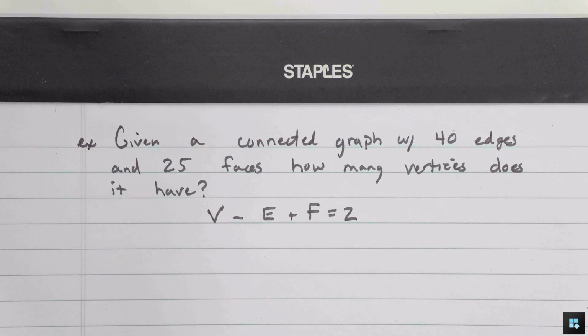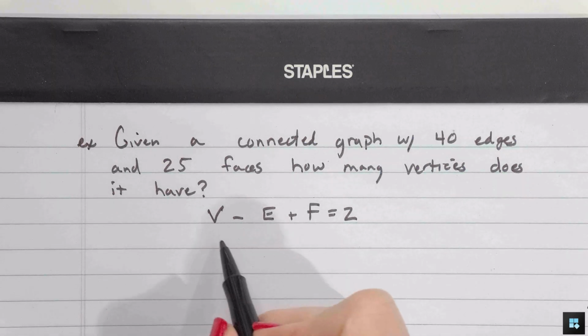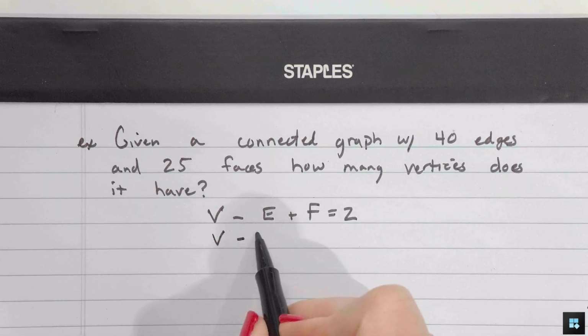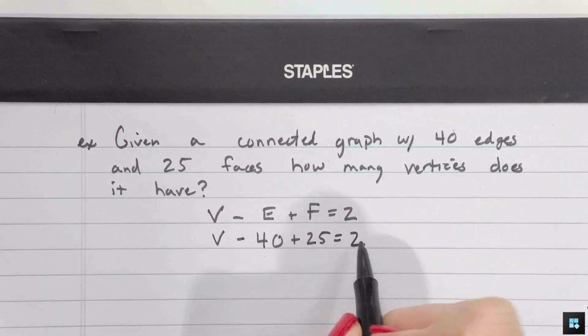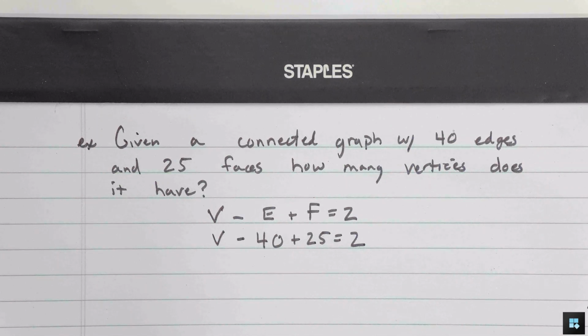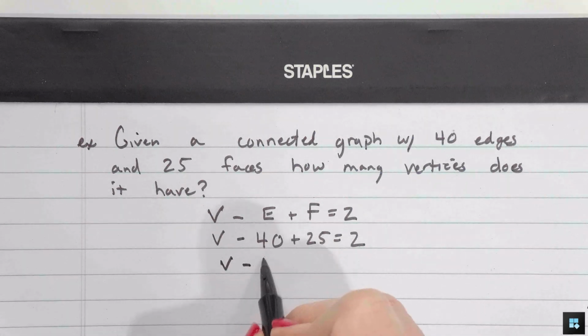V minus E plus F is 2. Okay, so this time we're trying to find vertices. There's 40 edges and 25 faces. So you can use your calculator to combine the negative 40 and the positive 25. So that would be leaving negative 15 on the left.